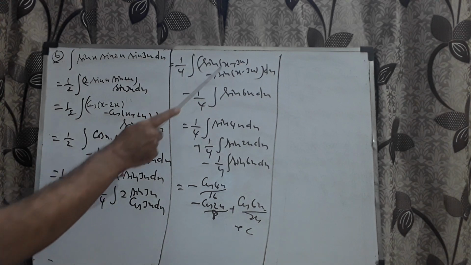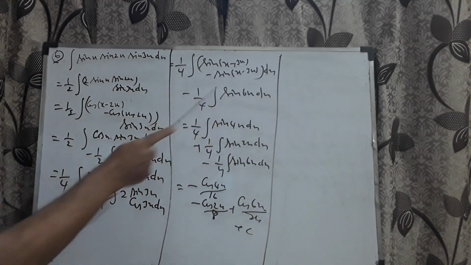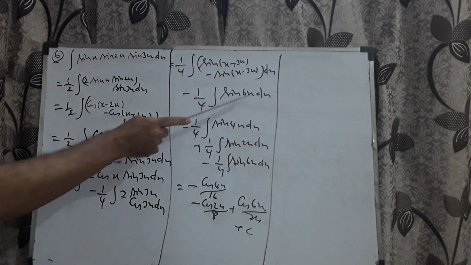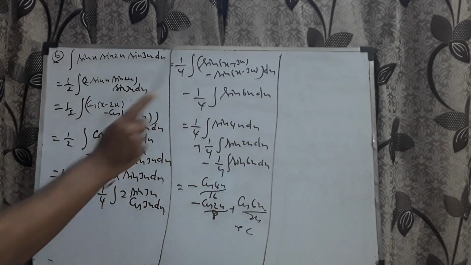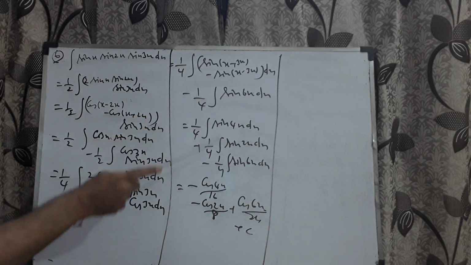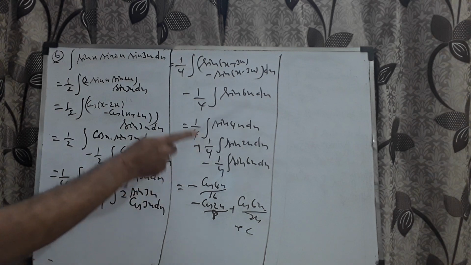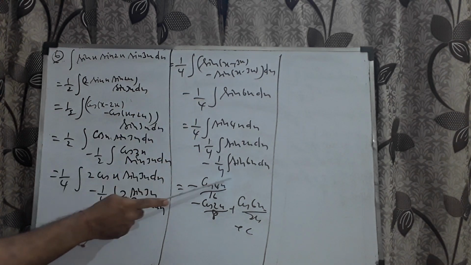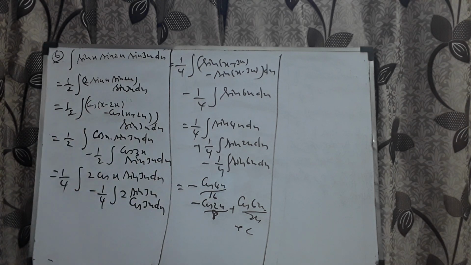Therefore, sin(x plus 3x) minus sin(x minus 3x) dx, minus 1 by 4, 2 sin a cos a can be replaced by sin 2a. Sin 2 into 3x is sin 6x. 1 by 4 integral sin 4x dx plus 1 by 4 integral sin 2x dx, because sin minus theta is minus sin theta, minus 1 by 4 integral sin 6x dx.